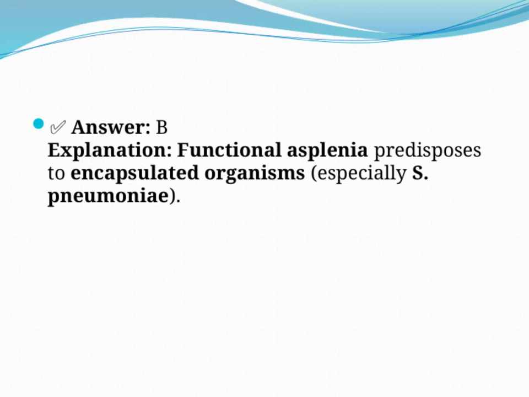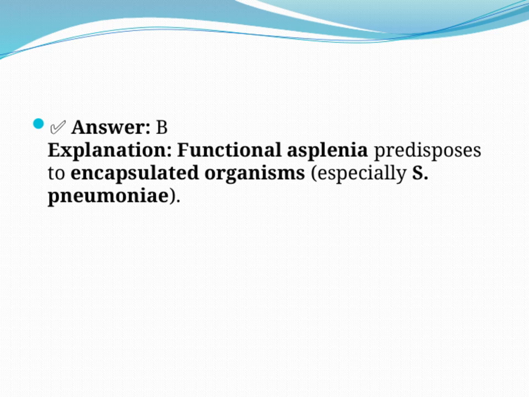All right, let's look at this slide. The answer here is B, which is important to note. When we talk about functional asplenia, we're referring to a condition where the spleen isn't working properly, even if it appears normal on imaging. This condition significantly increases the risk of infections, especially from encapsulated organisms.